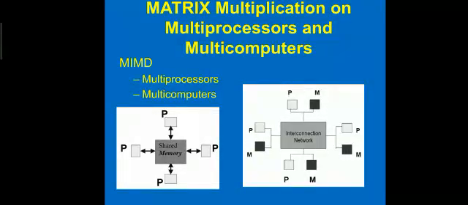Going to present a topic: matrix multiplication on multiprocessors and multi-computers, which is nothing but MIMD, multiple instruction and multiple data streams. This is multiple processors and this is multiple computers. Each processor shares the shared memory, that is a multiprocessor. A multi-computer has its own local memory, and also it shares data with the other processors by means of an interconnection network.